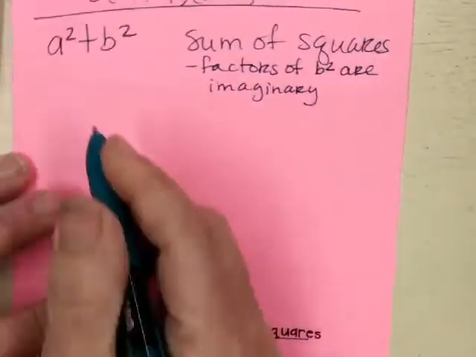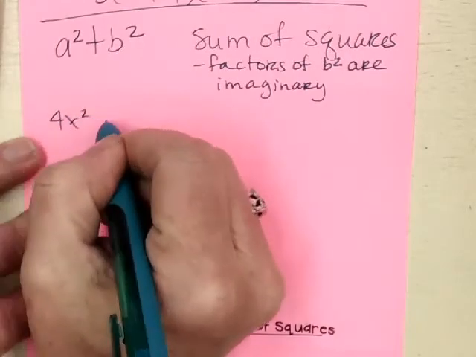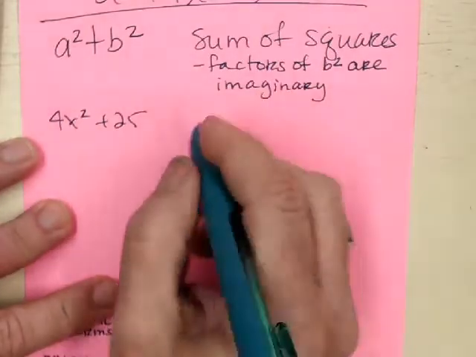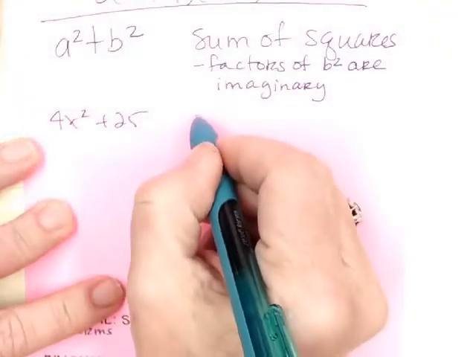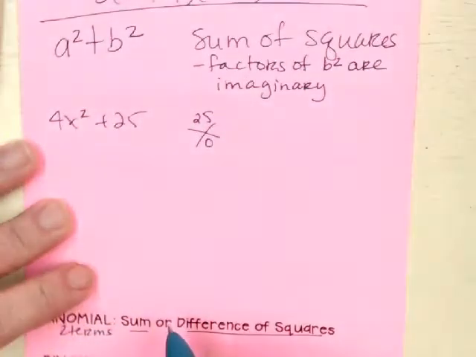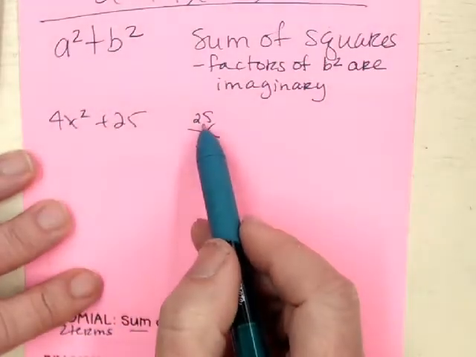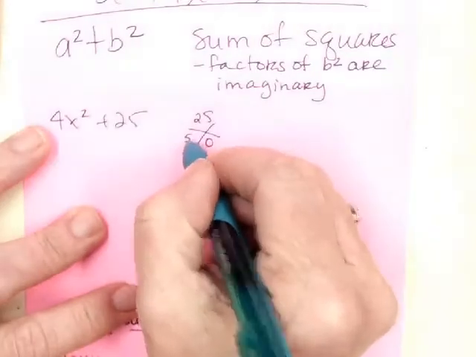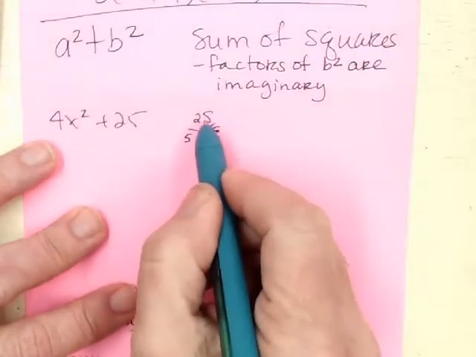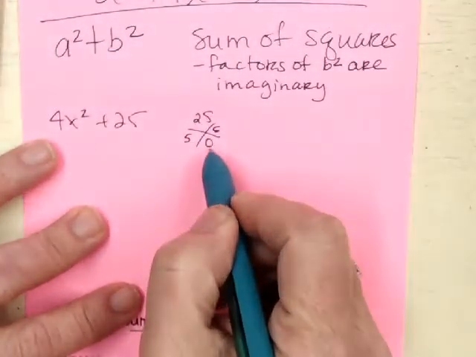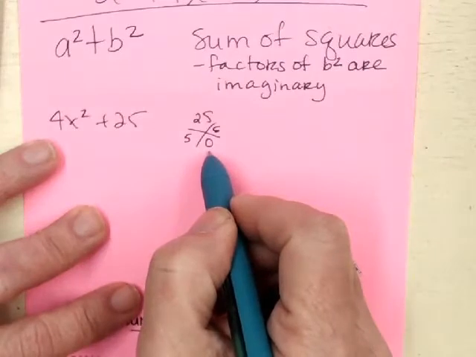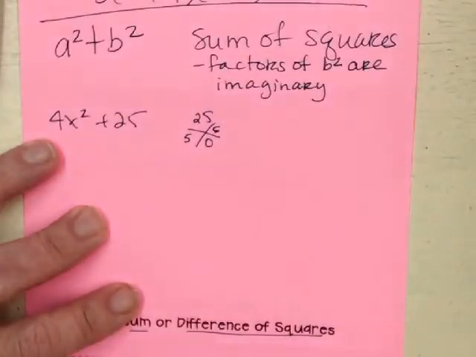So if I had this, 4x squared plus 25, same thing. If I tried to do my x method and I found things that multiply to give me 25 and add to give me 0, there aren't any because that's a positive 25. So if I try to do 5 and 5, I'm going to get 5 times 5 is 25, but 5 plus 5 is 10. Or negative 5 and negative 5 is negative 10. So it's not going to work.